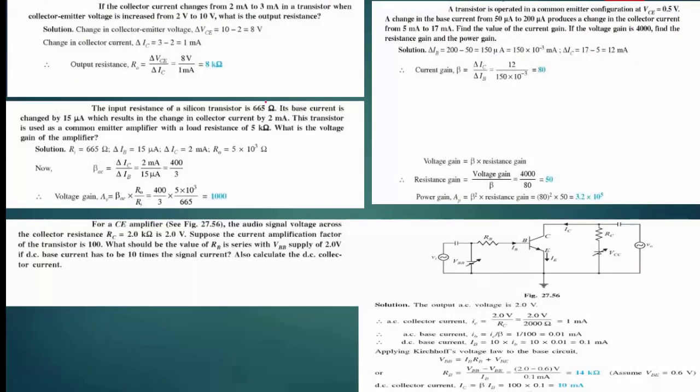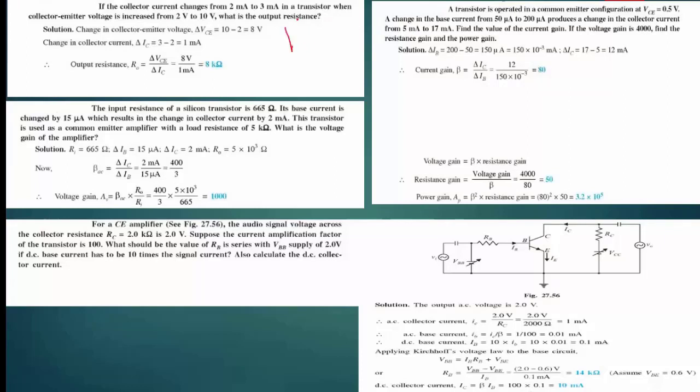Other examples that we have, for instance here: if the collector current changes from 2 milliamperes to 3 milliamperes in a transistor when the collector emitter voltage increases from 2 volts to 10 volts, what is the output resistance?